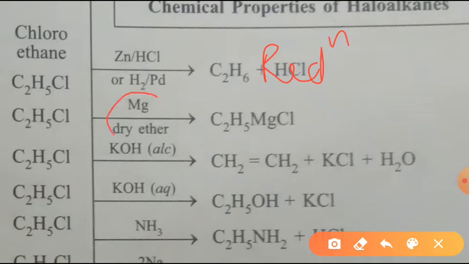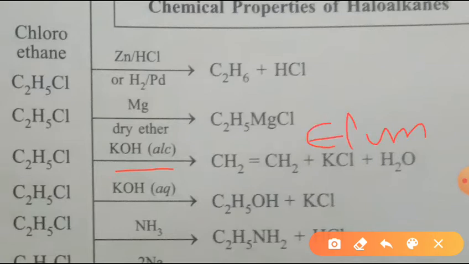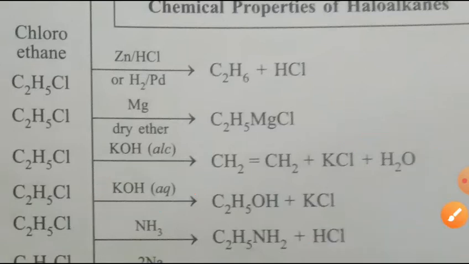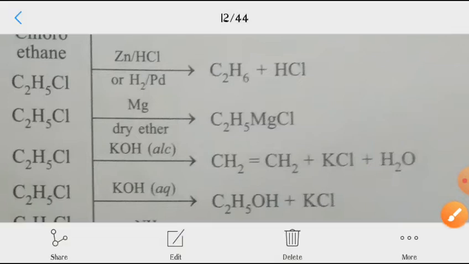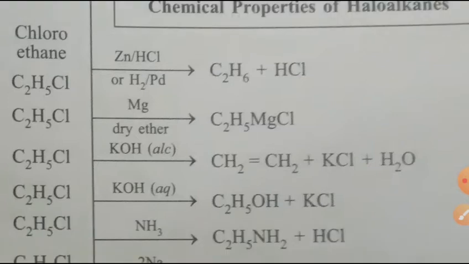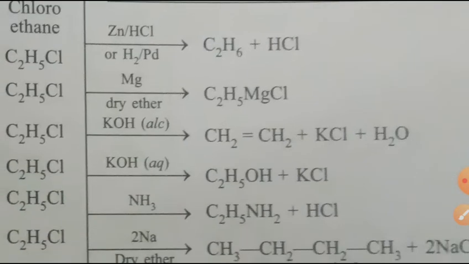Chloroethane, when you react with magnesium and dry ether, it's the formation of Grignard reagent, so you get alkyl magnesium halide. Now when you are having chloroalkane and you react with alcoholic KOH, then it will undergo elimination reaction to give alkene, dehydrohalogenation. And when you react with aqueous KOH, it undergoes nucleophilic substitution reaction. With aqueous KOH you get Cl replaced by OH. When you react it with NH3, the Cl is replaced by NH2 and you get an amine.